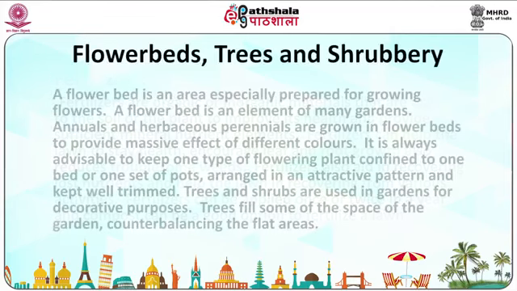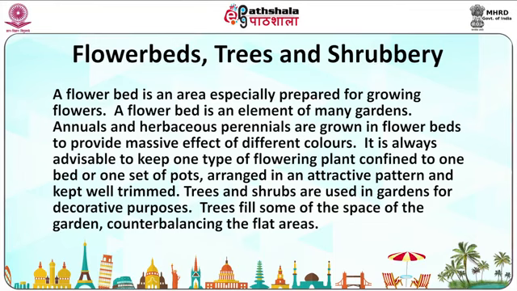Then come flower beds, trees and shrubberies, another important element of outdoor gardening. A flower bed is an area especially prepared for growing flowers. A flower bed is an element of many gardens. It is always advisable to keep one type of flowering plant confined to one bed or one set of pots, arranged in an attractive pattern and kept well trimmed. You can see one flower bed in the picture also.